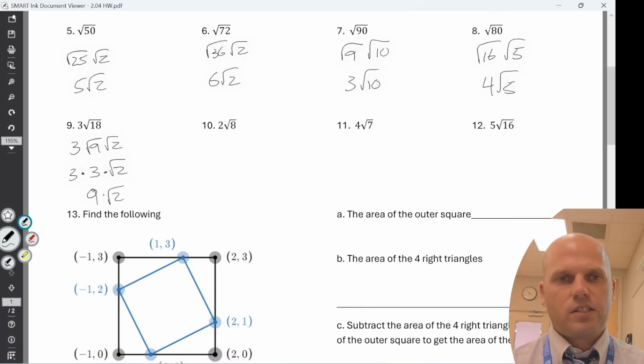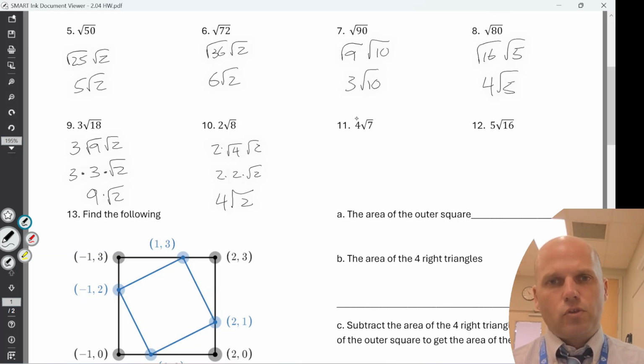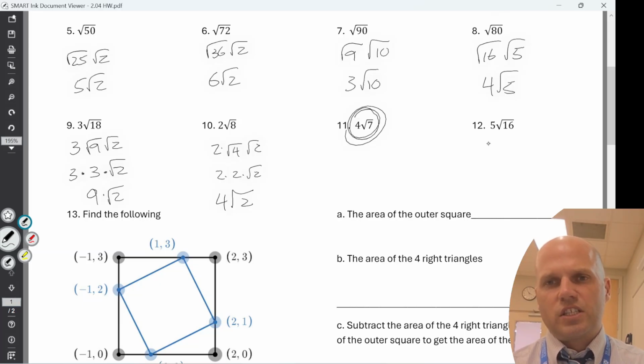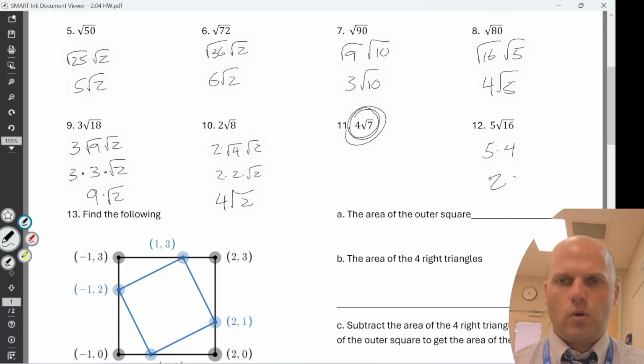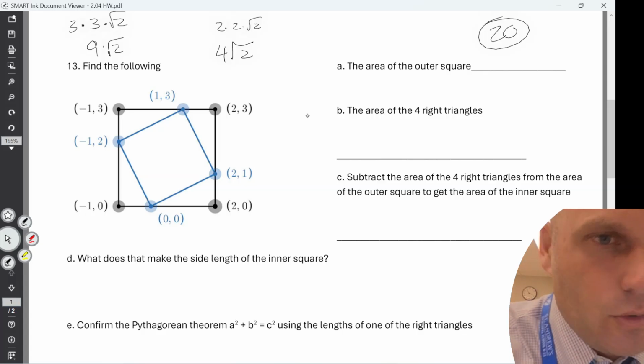That's the same thing for 2 times root 8. It'd be 2 times root 4 times root 2, which is 2 times 2 root 2, which is 4 root 2. It's not because 2 plus 2 is 4, it's 2 times 2 is 4. Root 7 cannot be simplified, so we're just going to leave it as 4 times root 7. There's nothing we could do. Root 16 is just 4. So 5 root 16 is 5 times 4, which is 20.